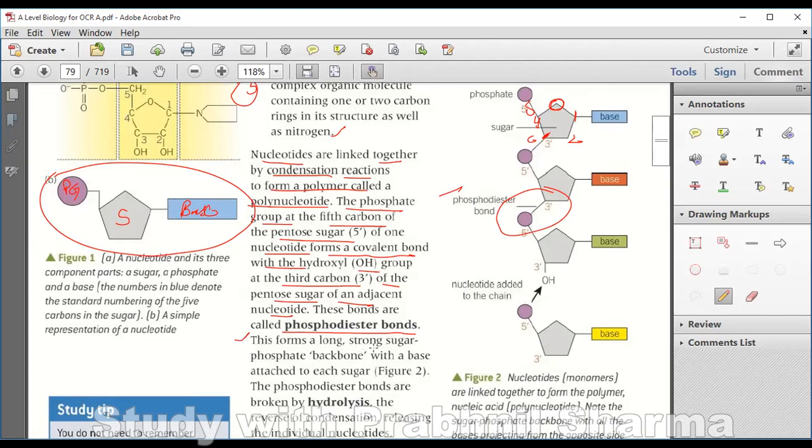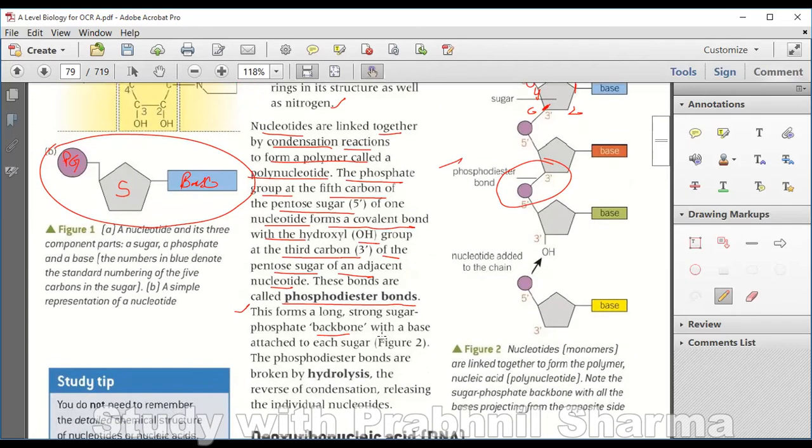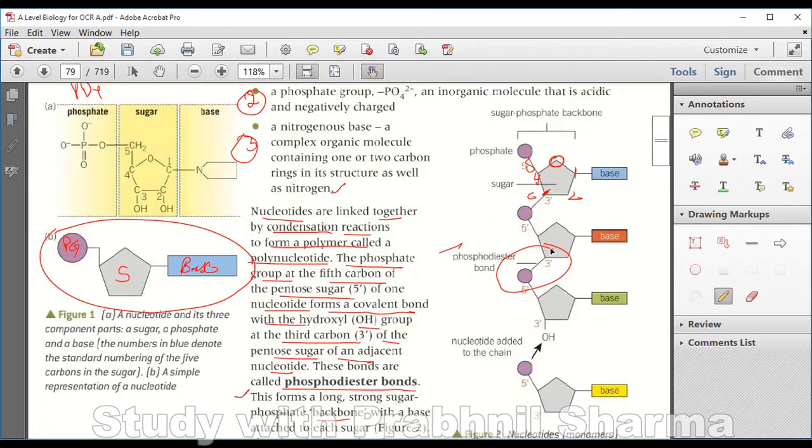So this forms a long, strong sugar phosphate backbone with a sugar attached to each, and a base attached to each sugar. So many nucleotides are attached. This is the first nucleotide, second nucleotide, third, fourth, fifth. So many are attached. So here we have 3',5',3',5' linkage, and this linkage is known as phosphodiester bond. Any doubt up to this point?